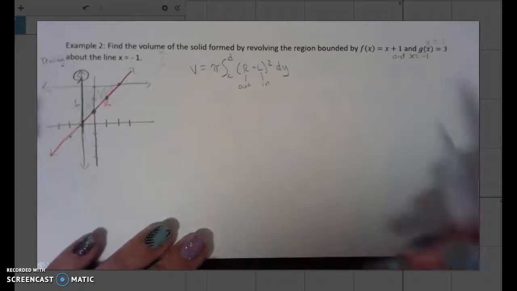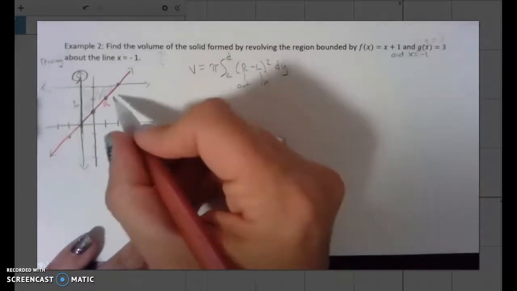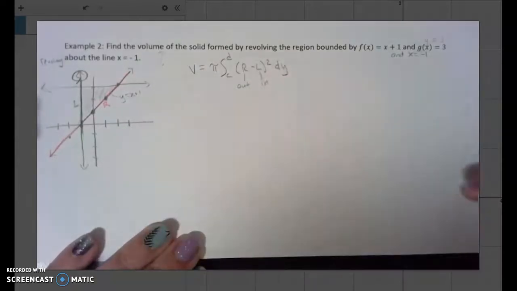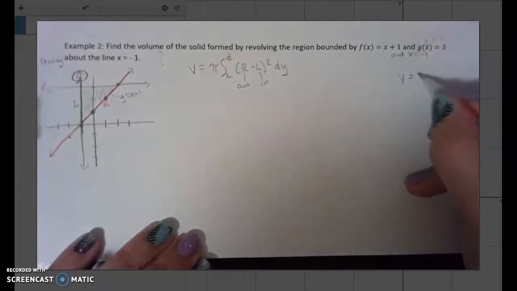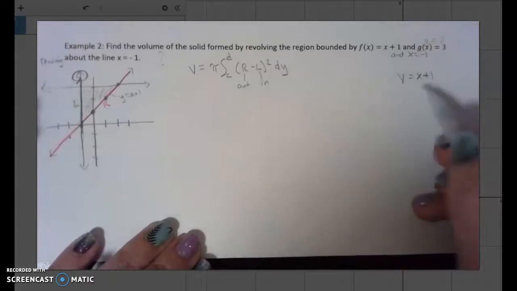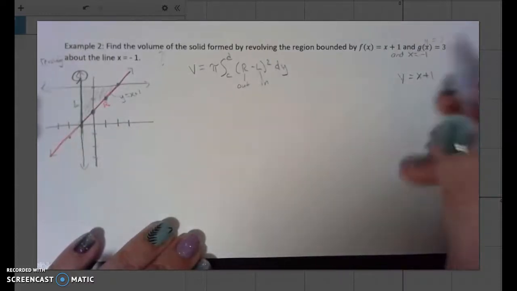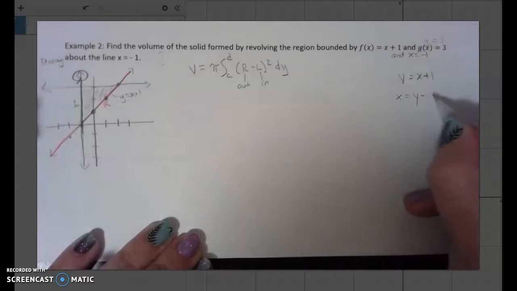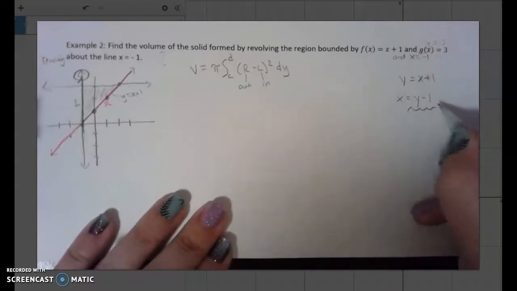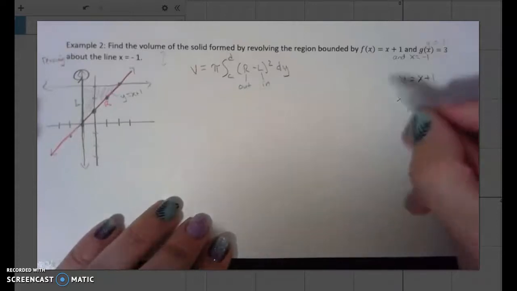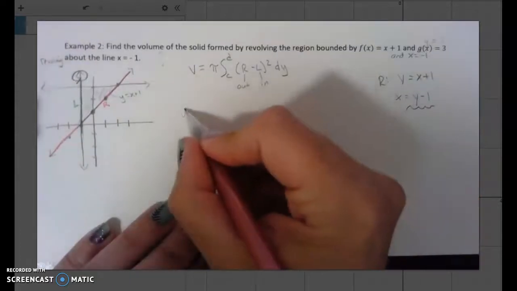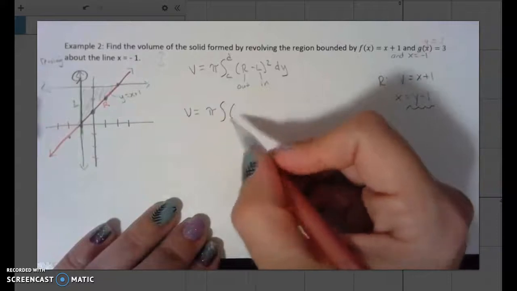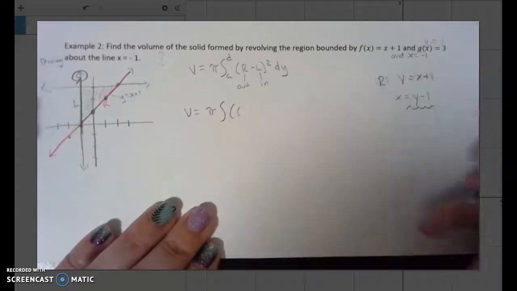Okay, so that means I want to plug this function in. Now, the only problem with that is this function was written in terms of x. So over here on the side, I'm going to take that function and get it so it's in terms of y. So that means solve for x. If I subtract the 1, I'm going to get x equals y minus 1. So now this is in terms of y, and I'm going to be able to use this as my right function. I'll come back to the lower and upper limit in just a second. So my right function is y minus 1.